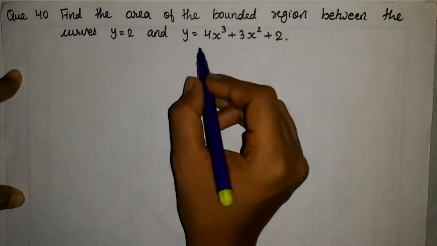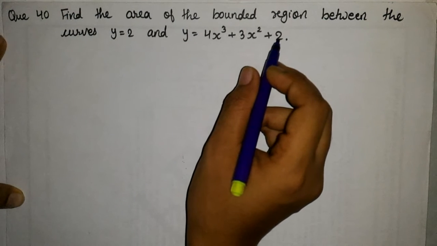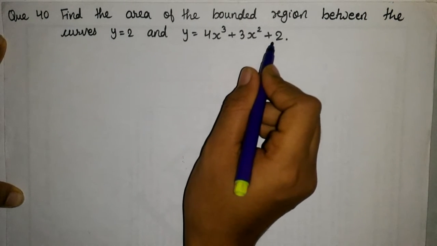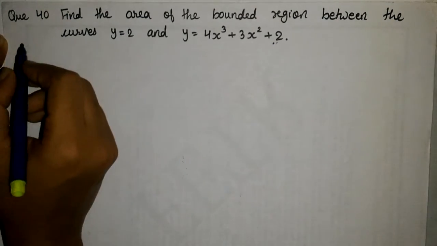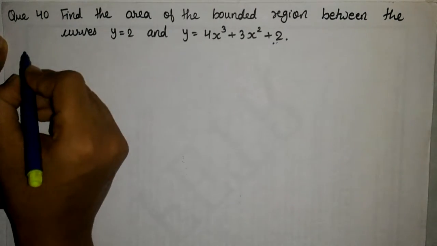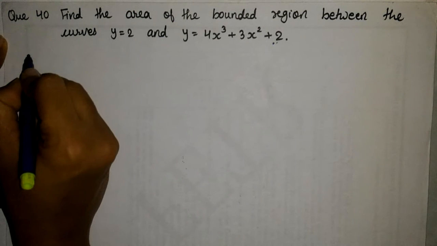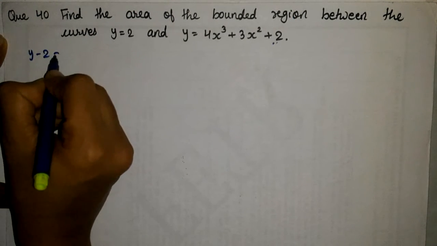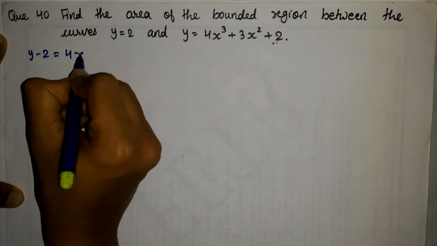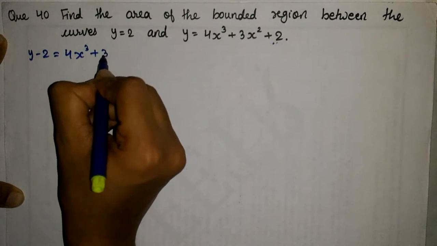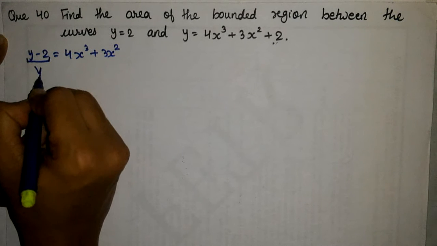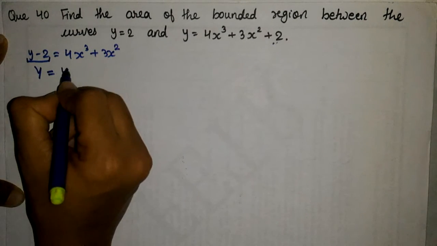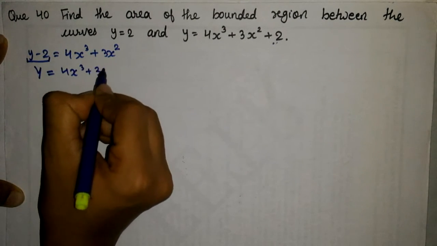So it is a cubic equation. How to draw this curve? We can say 2 here is a constant, so let's bring 2 to the left-hand side. So we get y minus 2 is equal to 4x cubed plus 3x squared. Now let's assume this is equal to capital Y. So capital Y is equal to 4x cubed plus 3x squared.